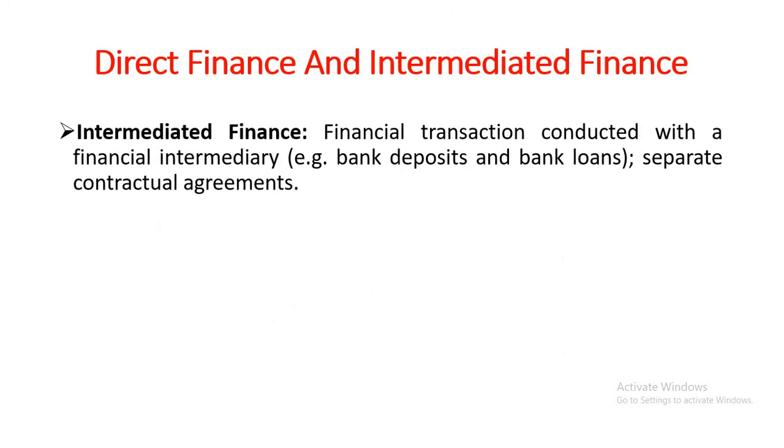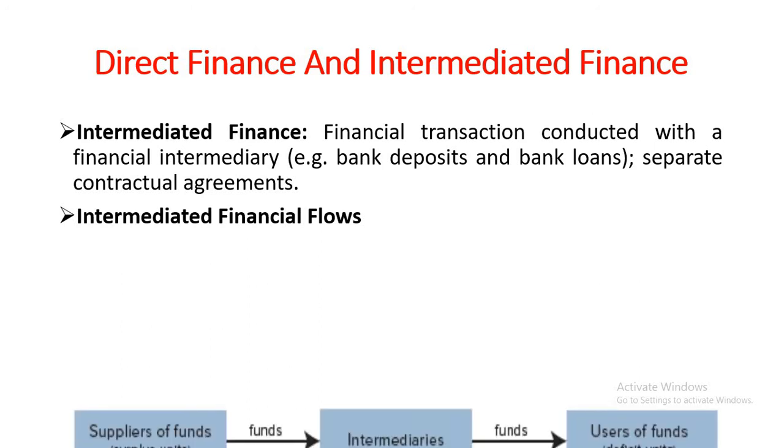In intermediated finance, funds are transferred through financial intermediaries like commercial banks, insurance companies, and there are separate contractual agreements between financial institutions and savers and between financial institutions and borrowers. Let's look at the intermediated financial flows.